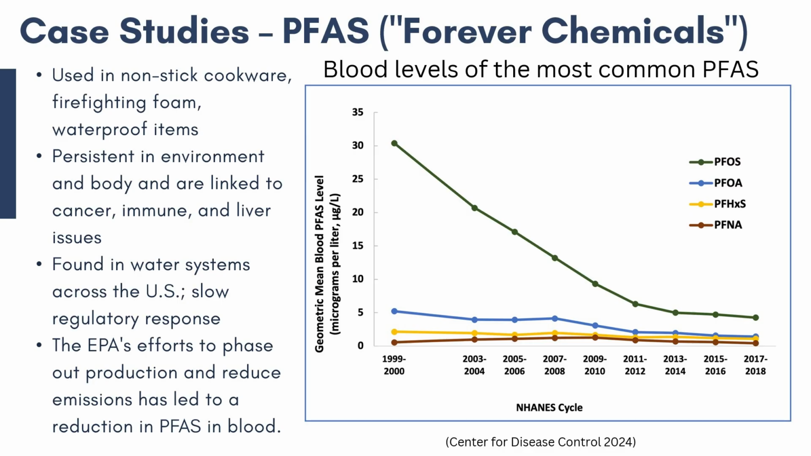So what caused this decline? Well, the EPA decided that it was going to phase out production, so stop letting companies produce products that cause PFAS, and they began reducing emissions that led to PFAS being released into the environment. So this is a good example of how regulations are supposed to work. If you identify something that's causing harm, regulations should be put into place to reduce that harm.